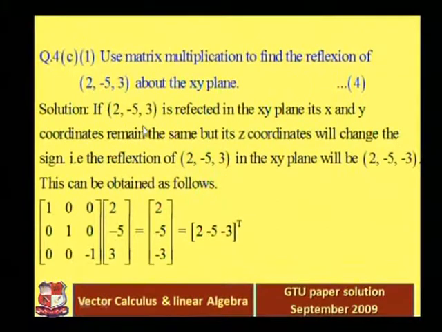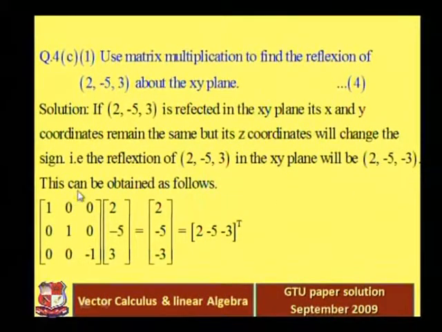If 2 minus 5 3 is reflected in the xy plane, its x and y coordinates remain the same, but its z coordinate will change the sign. So the reflection of 2 minus 5 3 in the xy plane will have the same x and y coordinates, but just change the sign of the z coordinate. So that is 2 minus 5 minus 3.